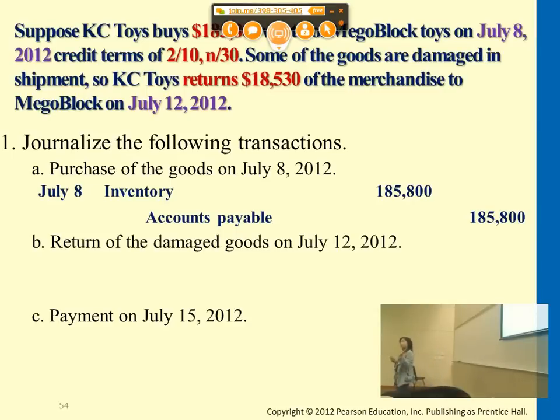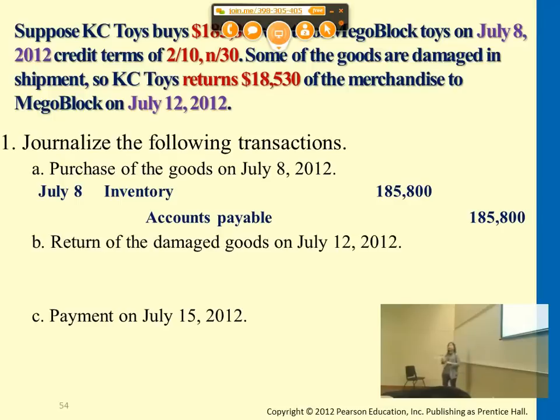At the same time, if you ship back the goods to the seller, then of course you're not responsible to pay that amount of money later on, right? So accounts payable earlier was $185,800, but after shipping the goods, a portion of that you return to the seller, you're no longer responsible to pay back. So would accounts payable be debited and then returns and allowances be credited? Accounts payable will be debited, and then the idea is returns and allowances will be captured under inventory account.